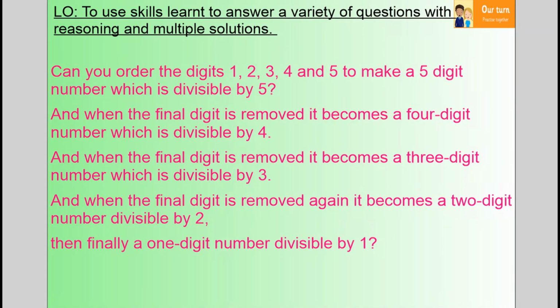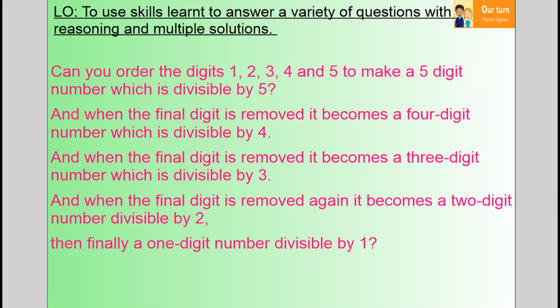Can you order the digits 1, 2, 3, 4 and 5 to make a 5-digit number which is divisible by 5? And when a final digit is removed, it becomes a 4-digit number divisible by 4. And when the final digit is removed, it becomes a 3-digit number divisible by 3. And when the final digit is removed again, it becomes a 2-digit number divisible by 2. And then finally, a 1-digit number divisible by 1.